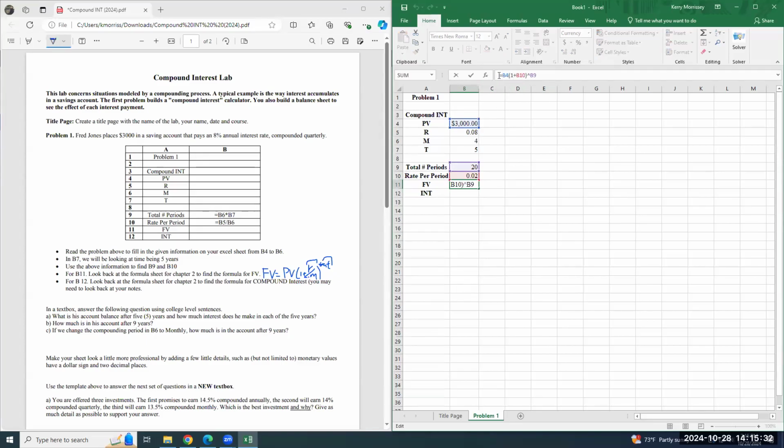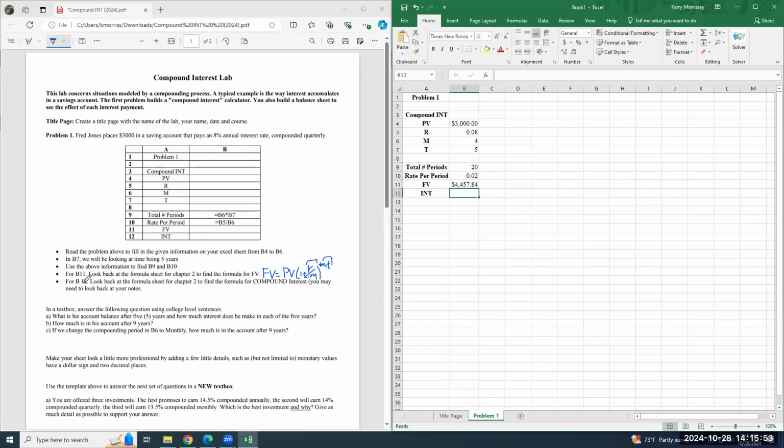Oh, because when it pulls up with reference, anytime you have multiplication between the two, we need to put a multiplication symbol between your B4, your present value, and your parentheses. So let's go ahead and hit enter, and that should clear it up. And again, this is a monetary value, so we want to see this dollar amount.